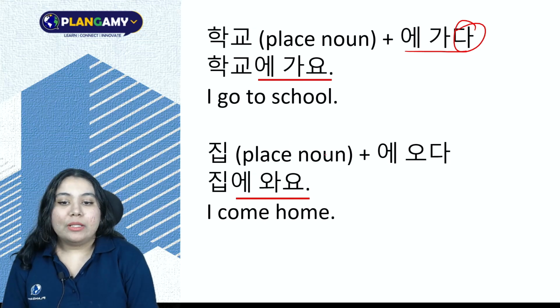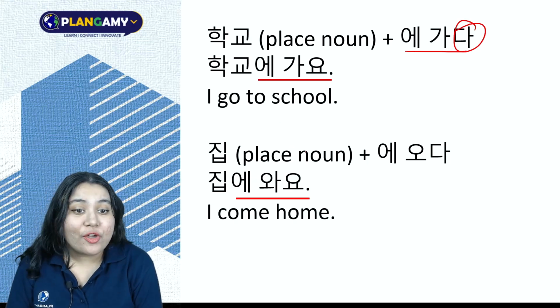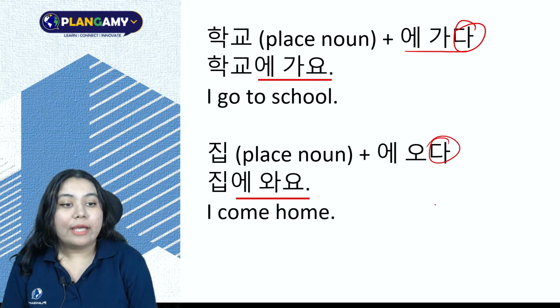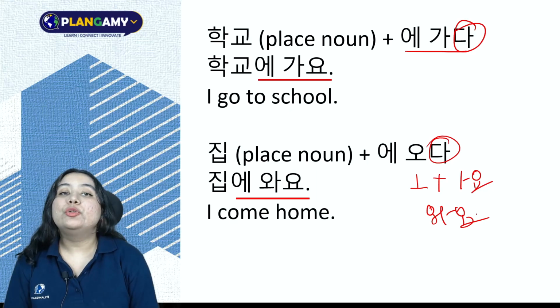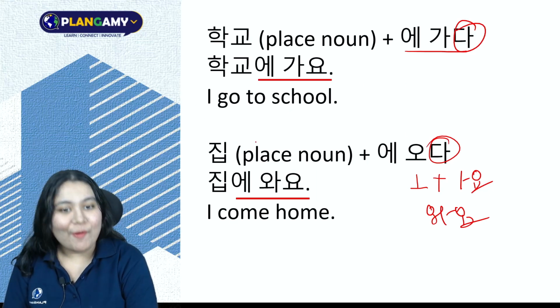Next, let's see 집. 집 is your home or your house. Again, a place noun, a 장소. So to that I add 에 오다. Again, 오다 I can't use. To 오 I add 아요. So this becomes 와요. So 와요, to come, 와요, come. So 집에 와요, I come home.